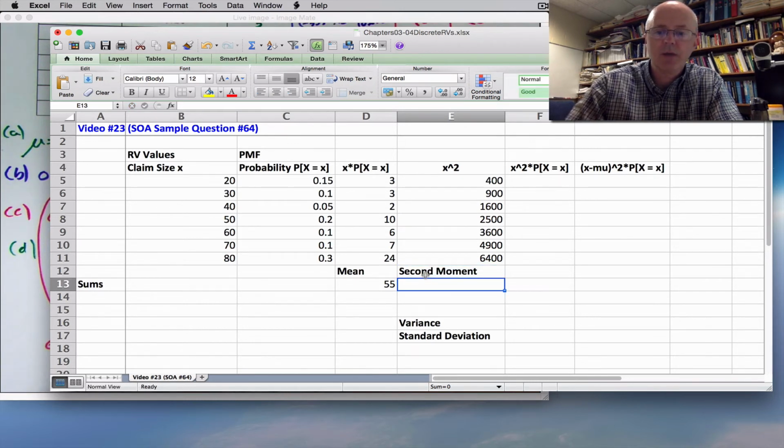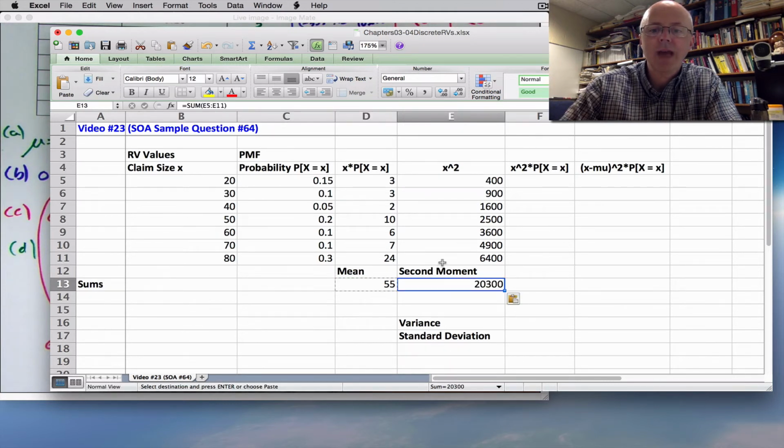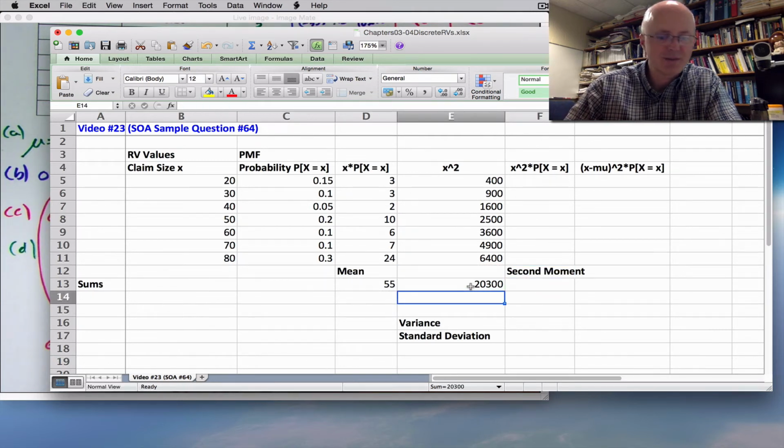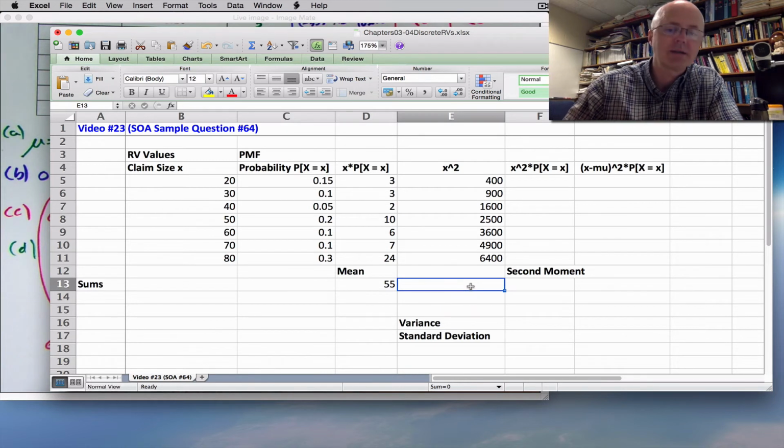Let's go ahead and label it that way. And I don't have to retype equals sum. I can just copy and paste this over. And that is, no, that's not the second moment, sorry. I made a mistake there. I need to multiply by the probabilities. Sorry about that. I do make mistakes.